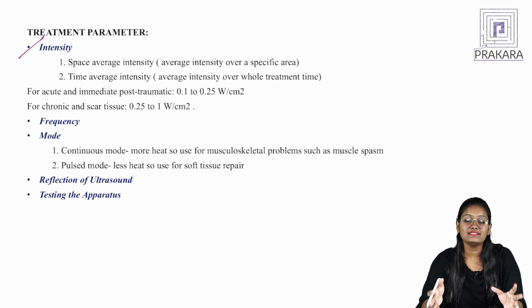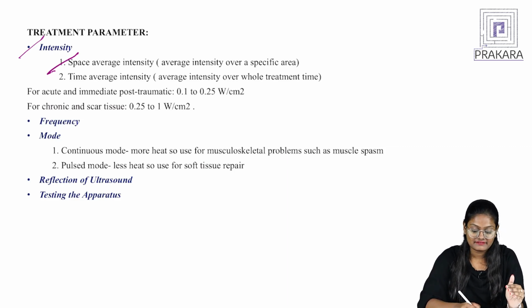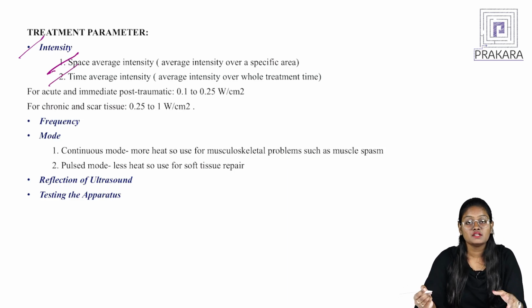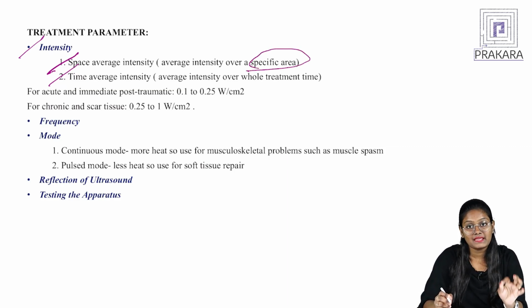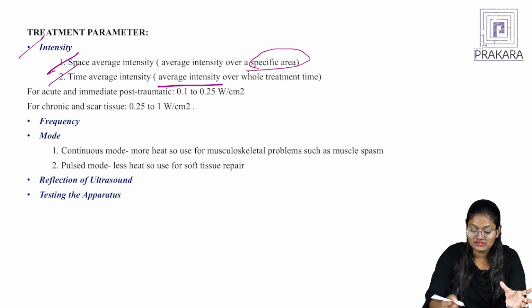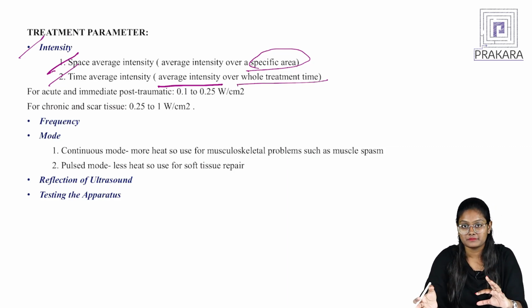Now, in intensity we have two types. Firstly, we have the space average intensity and we have the time average intensity. Now, what is space average intensity? The average intensity of a specific area is called the space average intensity. And what is time average intensity? The average intensity over the whole period of the treatment time is called the time average intensity. So, that is about the intensity.